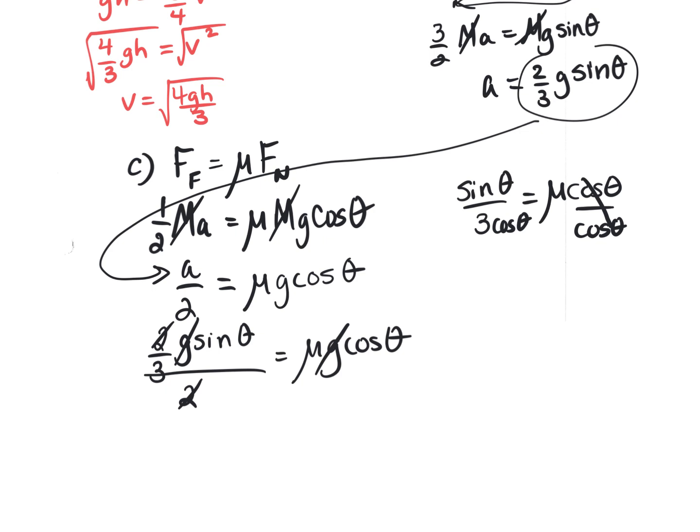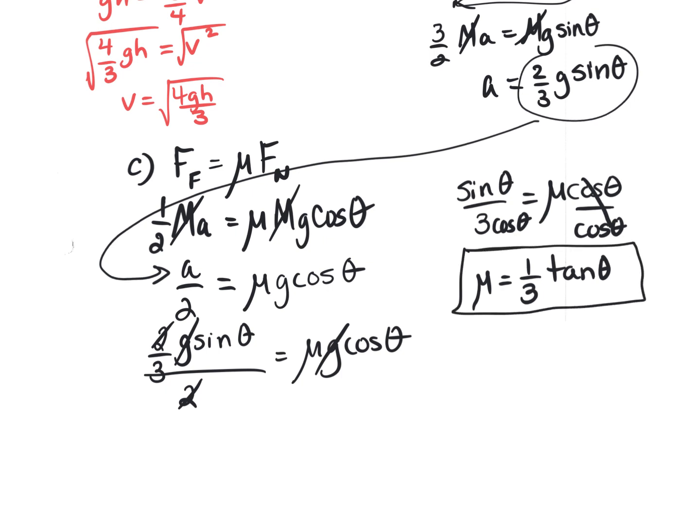And we end up with mu equaling 1/3 sine over cosine, which is tan theta. Remember how when we looked at the coefficient of friction, we found out that it was always the inverse tangent of the angle? Well, now with rolling, it's only 1/3 of that. So the rolling does do something, doesn't it? It affects everything. The fact that it's rolling makes it a much more difficult problem.